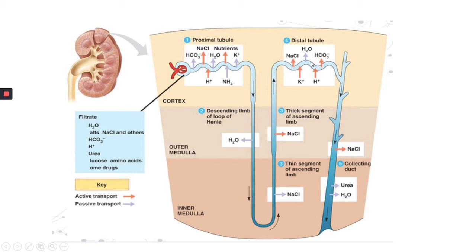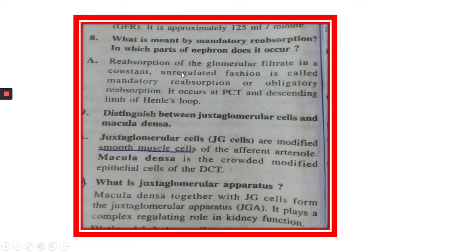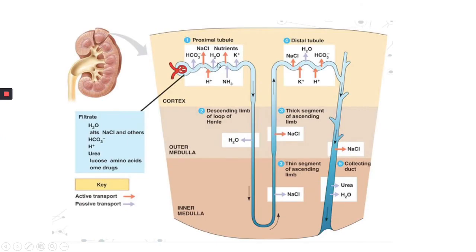Mandatory reabsorption takes place in the PCT as well as in the descending limb of Henle's loop. Reabsorption of glomerular filtrate in a constant, unregulated fashion, where there is no regulation by hormones, is called mandatory or obligatory reabsorption. It occurs in the proximal convoluted tubule and in the descending limb of Henle's loop.